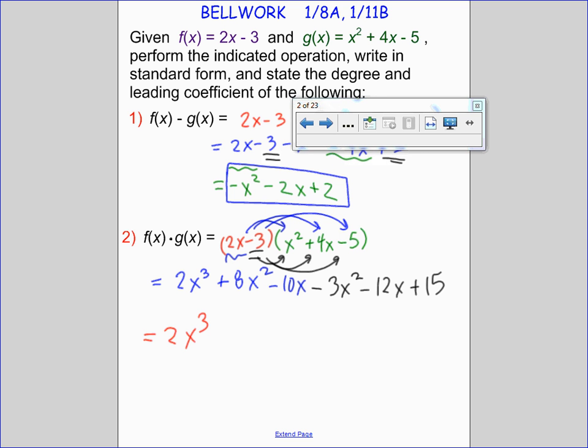Heather? 8x squared and negative 3x squared. Thank you. That's one pair. I can combine that to give me a positive 5x squared. As I go for standard form, another pair. Luke?